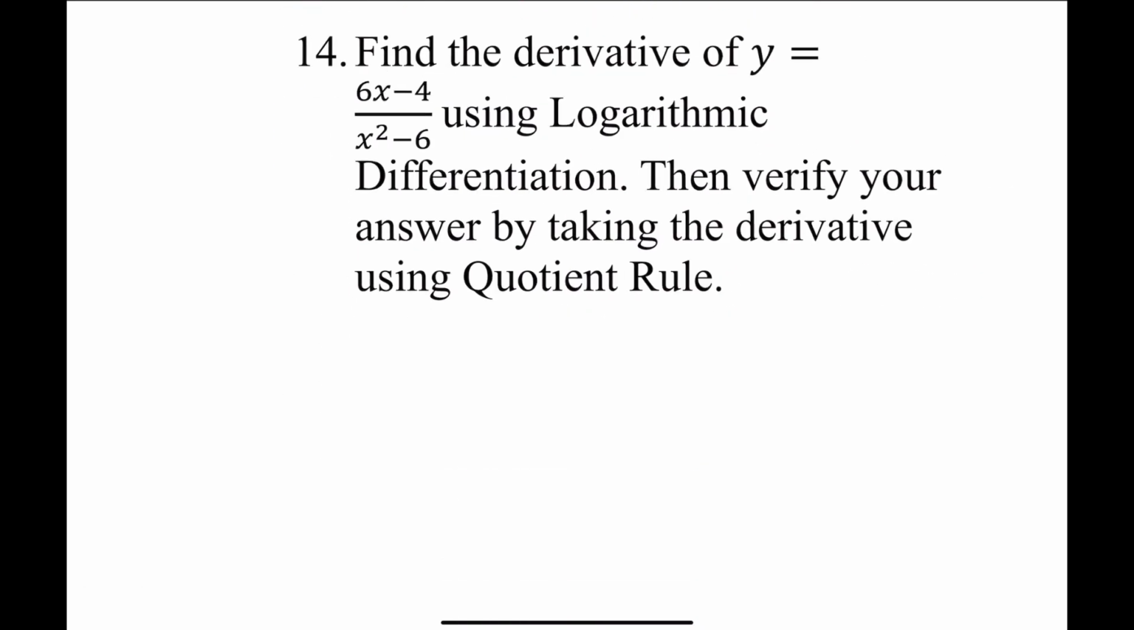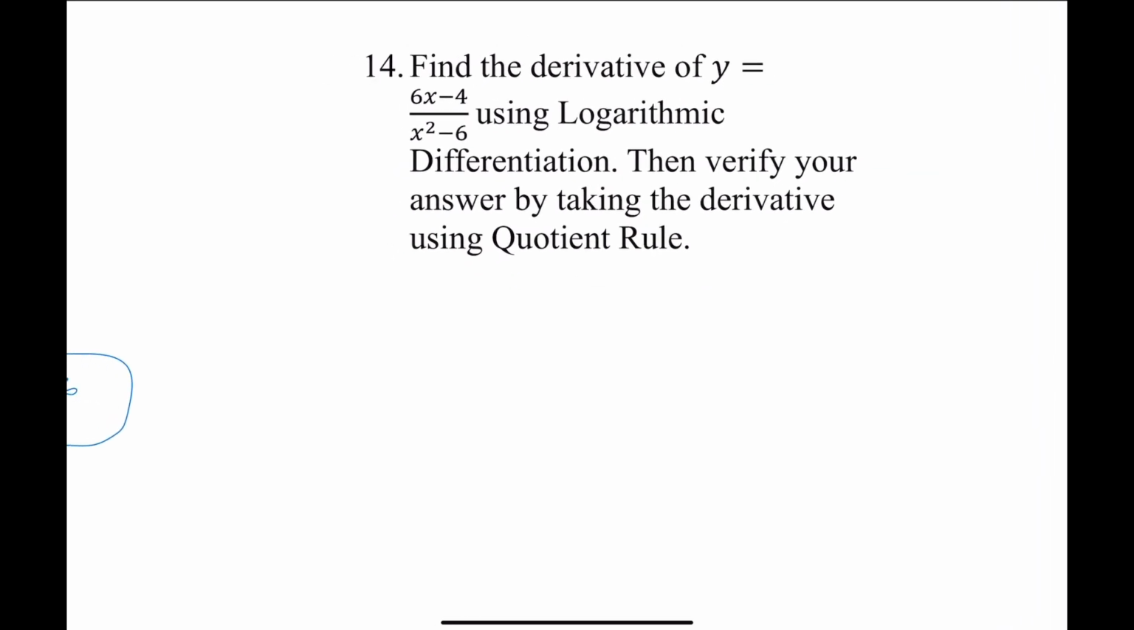And then number 14. This is a word problem. Find the derivative of y equals 6x minus 4 over x squared minus 6 using logarithmic differentiation. Then verify your answer by taking the derivative using quotient rule. So it's not really a word problem, but it's a little bit longer, I guess. So ln y, first method. Ln y equals ln of 6x minus 4 over x squared minus 6.